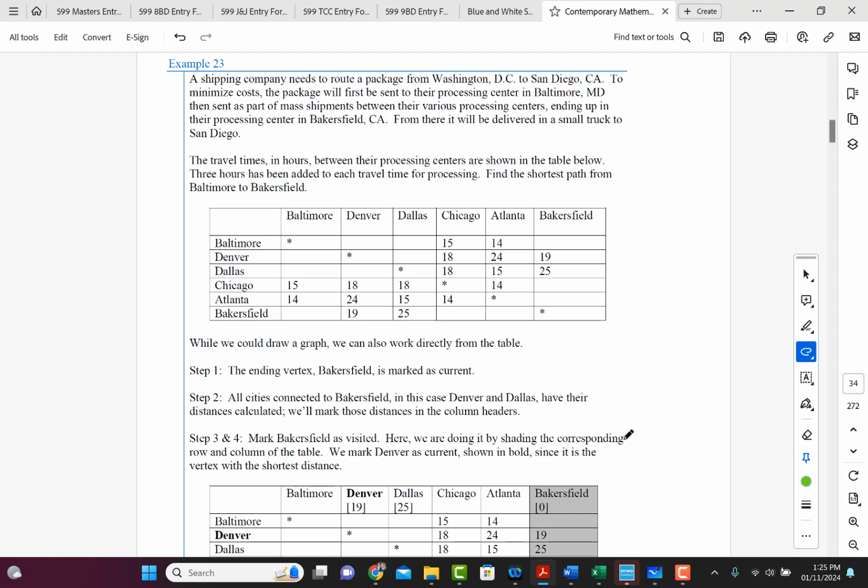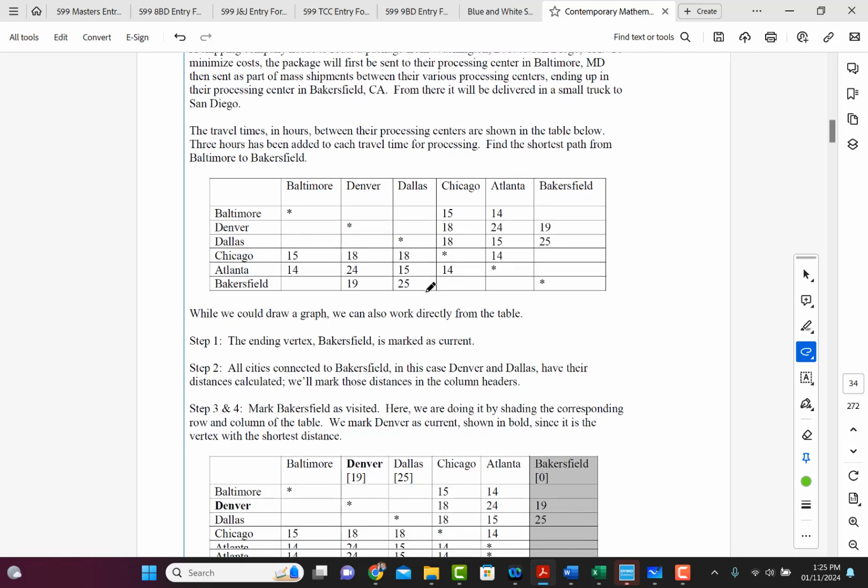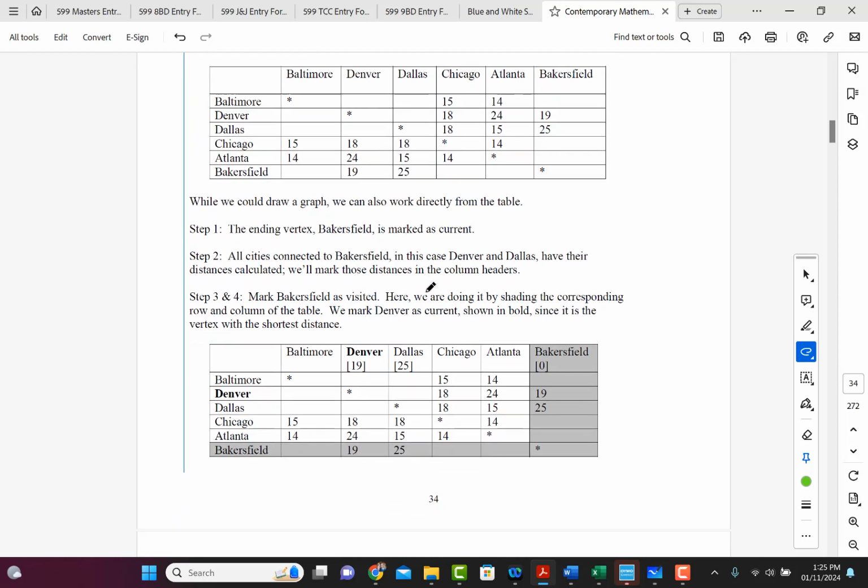So we're going to use Dijkstra's algorithm to figure this out. Okay, so we've got our table, with the different processing centers and the times in between all of them. We're starting in Baltimore and we want to end in Bakersfield. While we could draw a graph, we could also work directly from the table, so this is a good example of working from the table. The ending vertex is Bakersfield, right? So this is where we're starting.